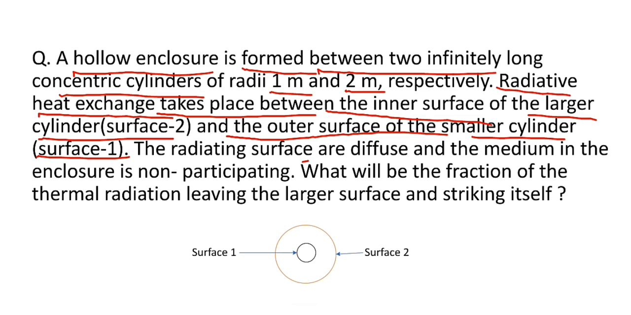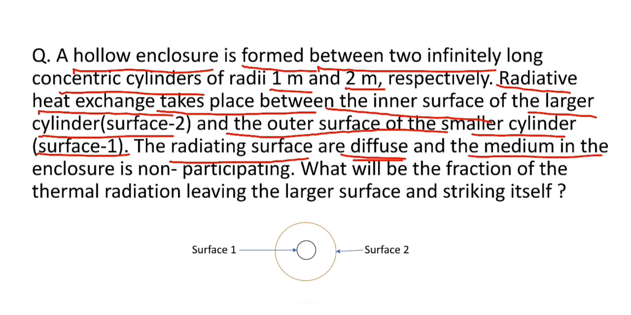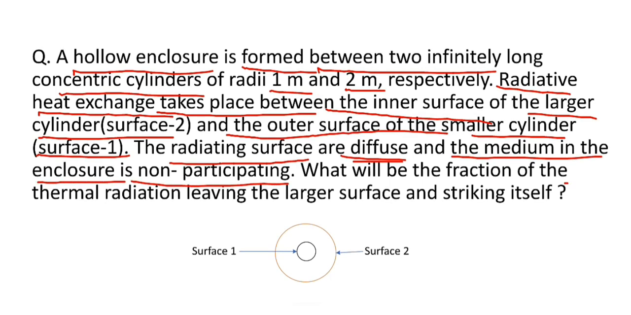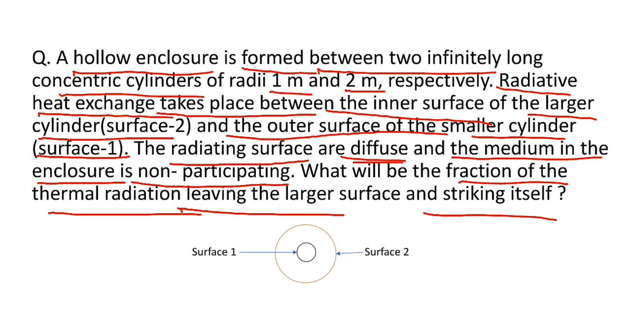The radiative surfaces are diffuse, and the meaning of diffuse is that the incident angle and reflecting angle are not the same. The medium in the enclosure is non-participating, that is, radiation takes place without space resistance. We have to find the fraction of thermal radiation leaving the larger surface and striking itself. In simple words, the shape factor of surface 2 with respect to itself.